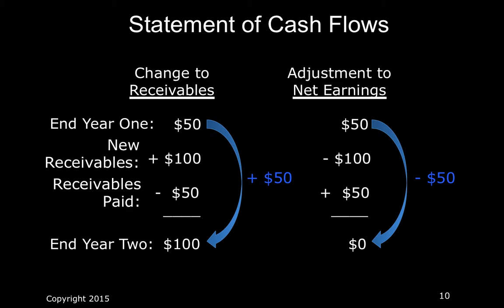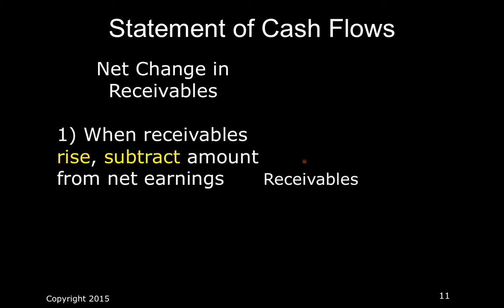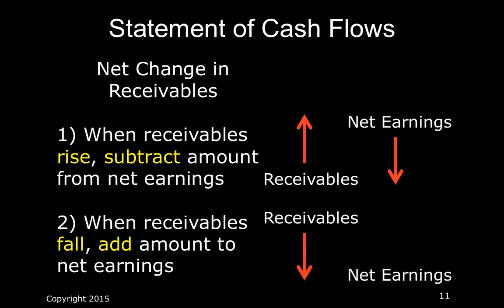Receivables have increased, which means that net earnings must be reduced. The effect on receivables and net earnings in the cash flow statement are inverted. When one is positive, the other is negative, and vice versa. We now have a rule for adjusting net earnings in the statement of cash flows to reflect operating receivables. The adjustments will equal the inverse of the change in receivables during the year. If receivables increase during the year, net earnings are reduced by that amount. If receivables decline during the year, net earnings are increased by that amount.